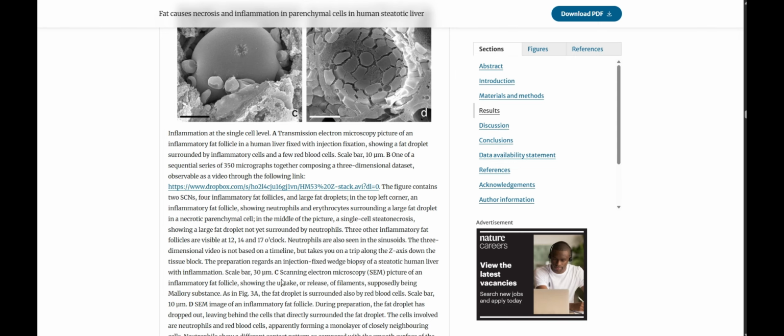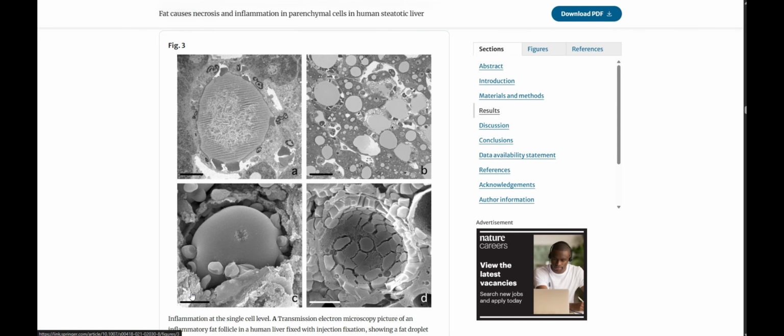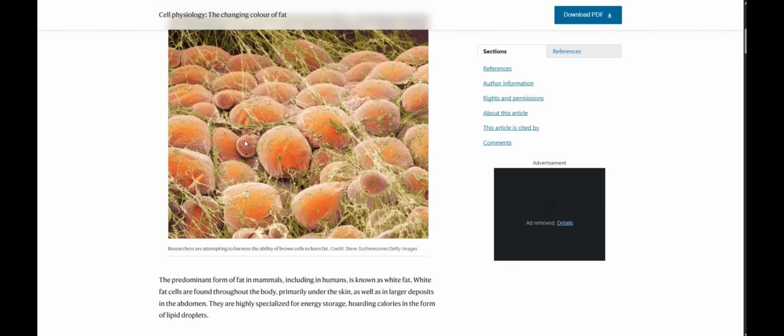Okay, C, scanning electron microscopy picture of an inflammatory fat follicle showing the uptake or release of filaments supposedly being Mallory substance. We would have to read this article to know what Mallory substance is. Anyways, I just wanted to see what the point was. I just wanted to see what this image is. So this is likely scanning electron microscopy.